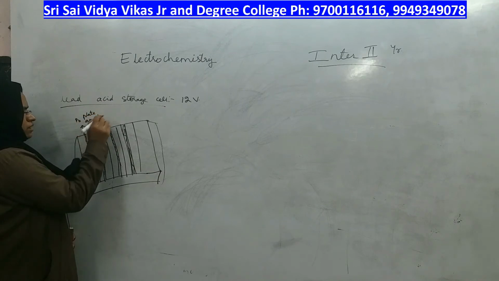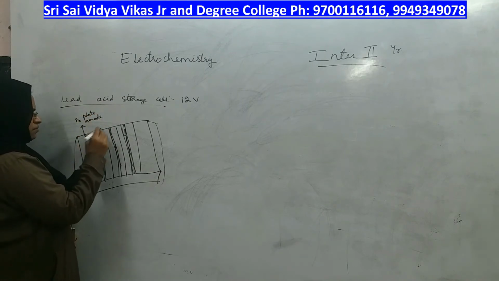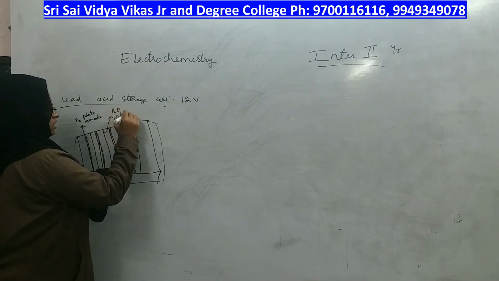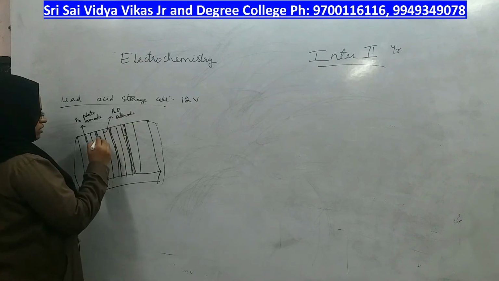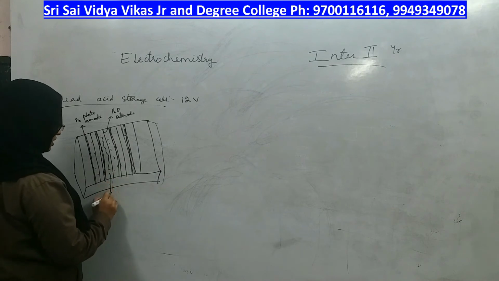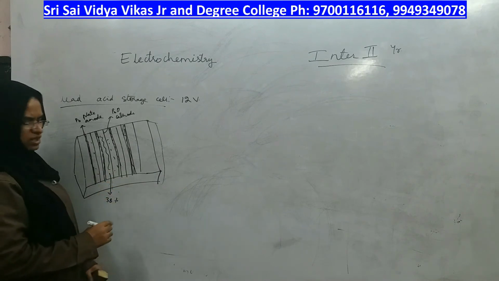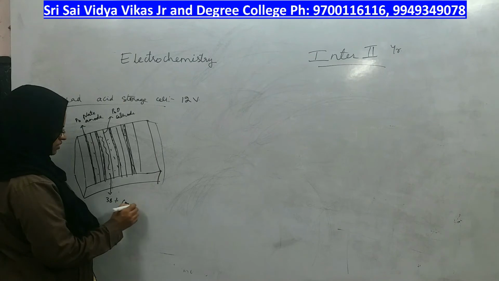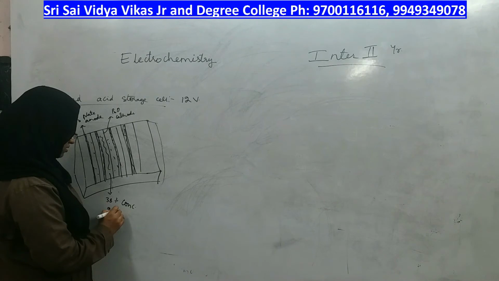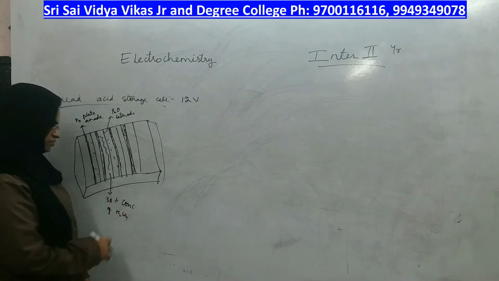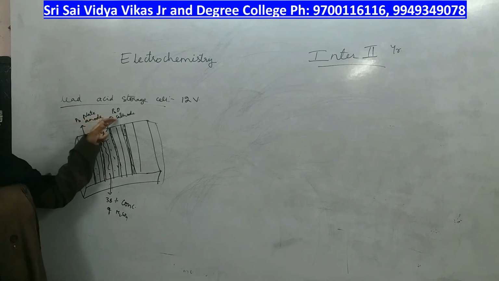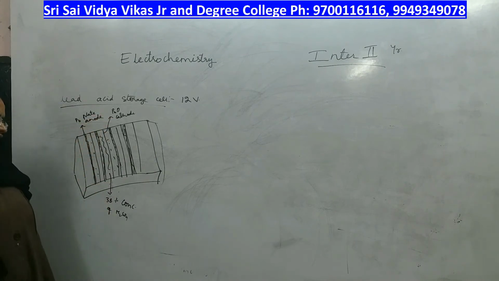That lead plate is nothing but the anode, and that lead oxide plate is nothing but the cathode. What is the electrolyte in between? It is 38% concentrated H2SO4, which is the electrolyte for this battery. So the anode is lead, the cathode is lead oxide, and the electrolyte is sulfuric acid.